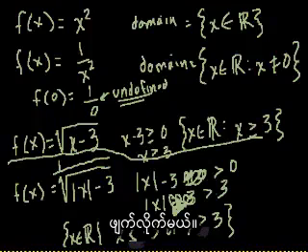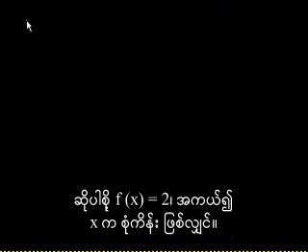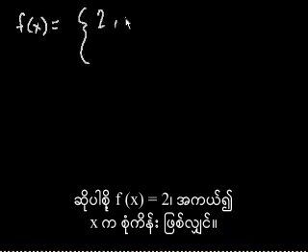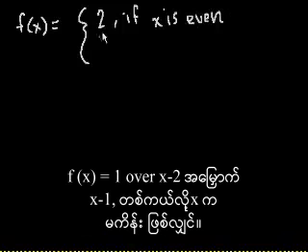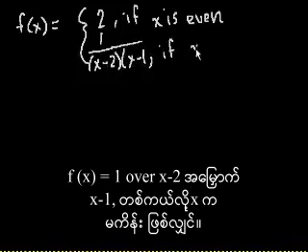Let me erase this. Okay. Now let's say that f of x is equal to 2 if x is even, and 1 over x minus 2 times x minus 1 if x is odd.